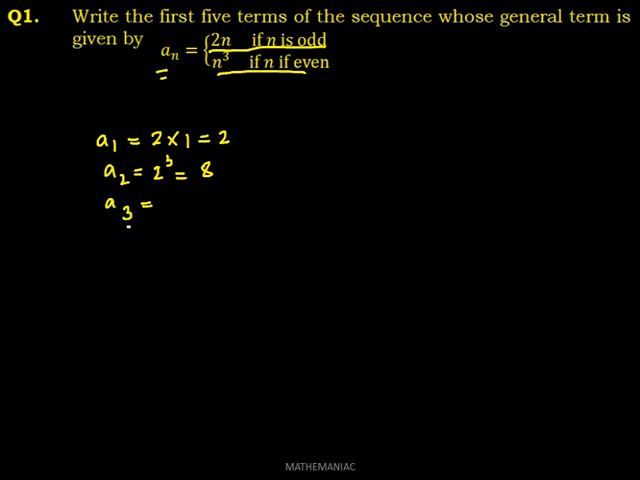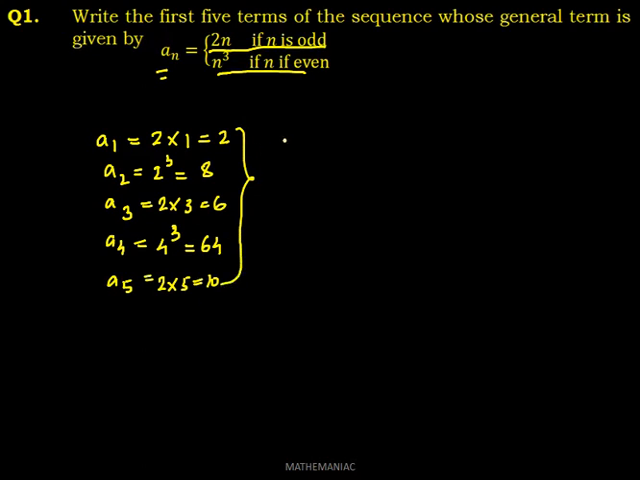A3, again you observe 3, right? 3 is what? Odd. If it is odd, you see the condition, you should write 2 times that number, right? It will be 2 into 3, that is 6. A4, you write, 4 is even, right? 4 is even means you have to use this, that is 4 cube, it is how much? 64. And then A5 is how much? Again odd. Odd means 2 times that number, that is 10. So as per the requirement of the question, you are done with this, right?